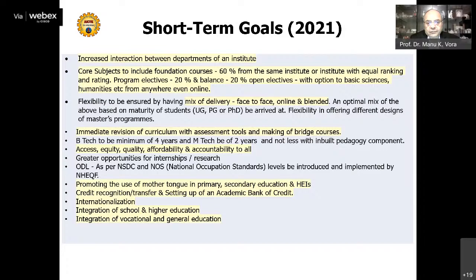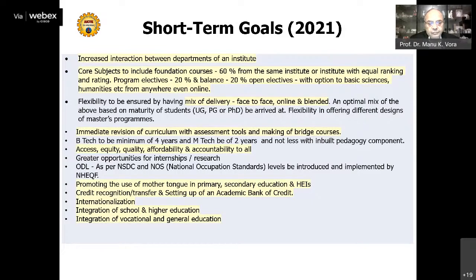Since the pandemic has taught us that teaching and learning can be done online. Previously, it was face to face, and it can be blended as well. Particularly, you cannot have the lab sessions online in general, so better to have a blended program. Immediate revision of the curriculum with assessment tools and making of bridge courses. Big focus on access, equity, quality, affordability, and accountability to all. And there was a big emphasis on use of mother tongue in primary, secondary education and all higher education institutes.